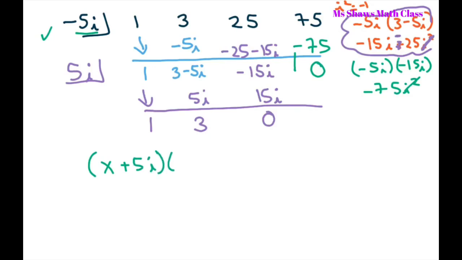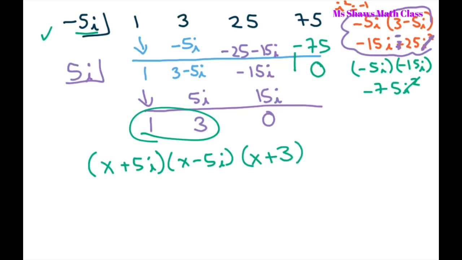Therefore, if you wrote this out, this one would be x plus 5i. Whoops, all right. This one would be x minus 5i. And then this part right here is just x minus 3, or x plus 3. So your zeros are -5i, which they gave you, and the ones you had to find would be 5i and -3. And that's it.